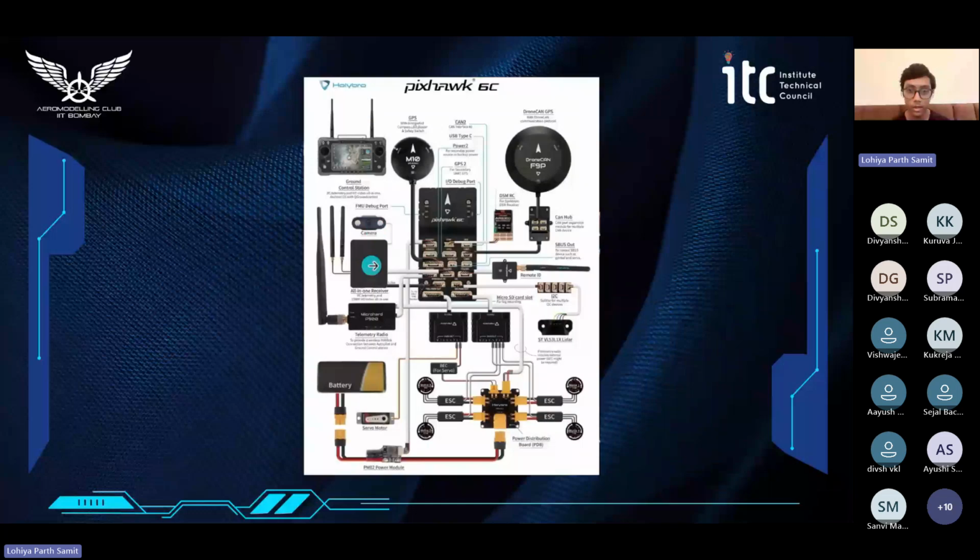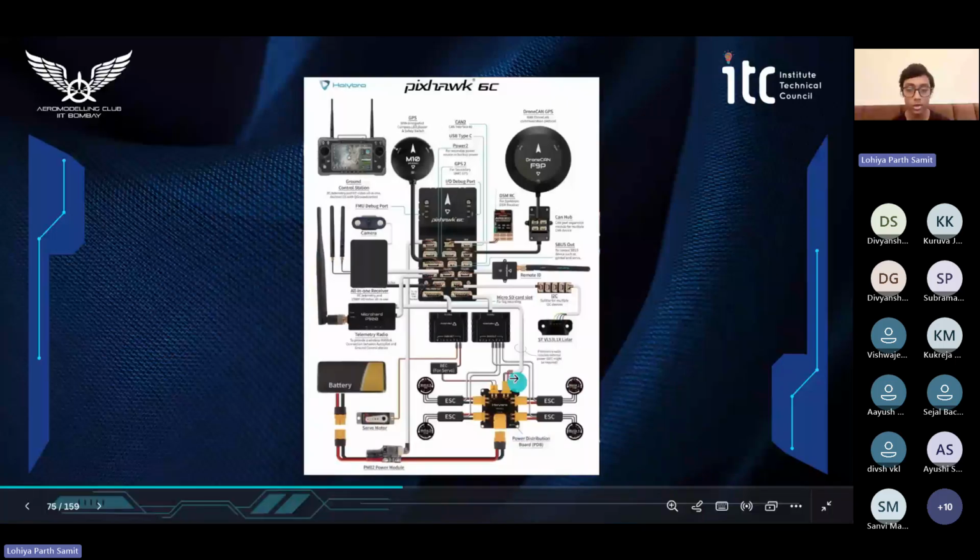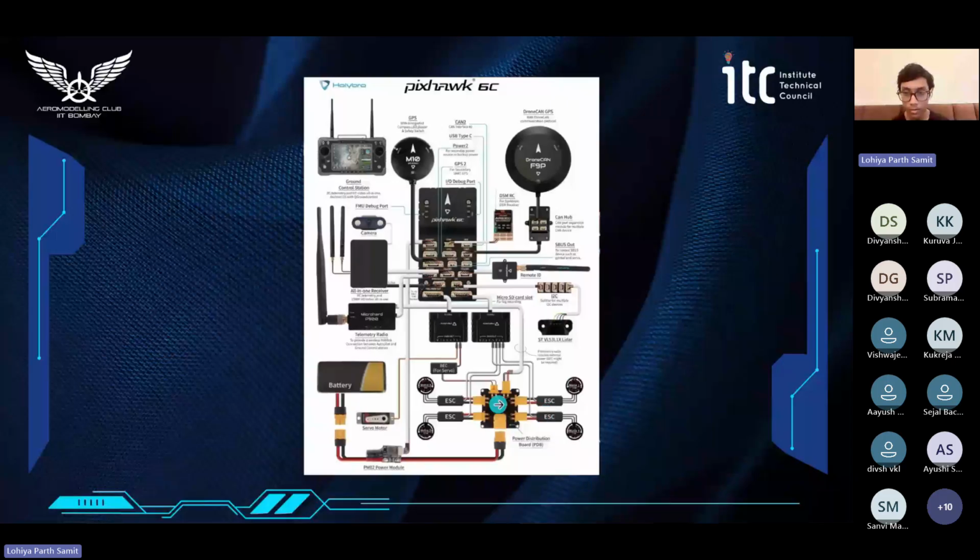We have the telemetry radio over here. We also have servo motors. This is the power distribution board and the ESCs that we have covered in the last section of the bootcamp. And we also have the LiDAR sensors, some remote IDs, and we also have the DSM RC and the drone CAN GPS modules over here.